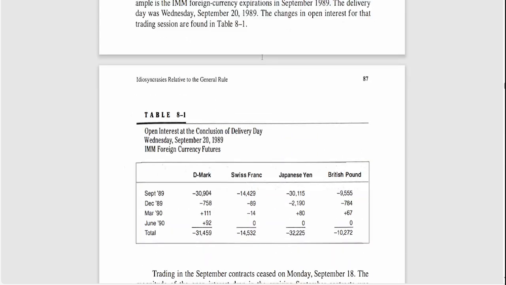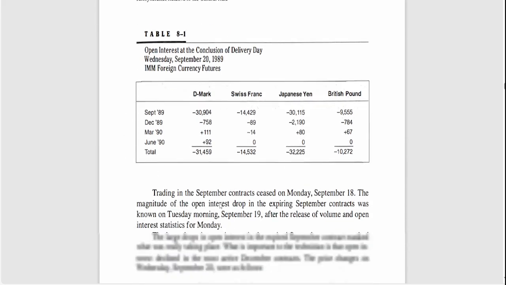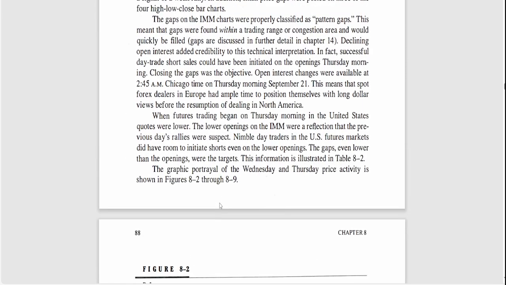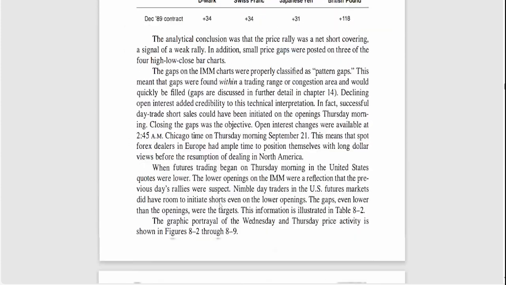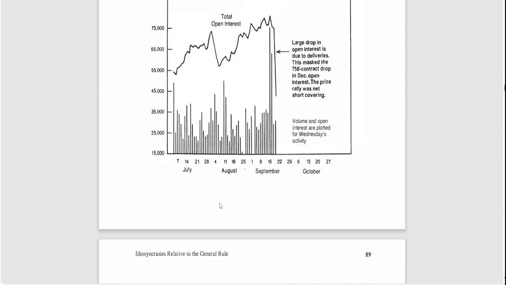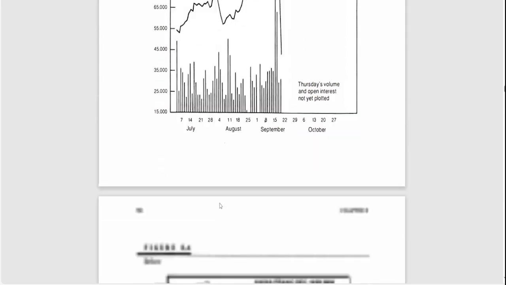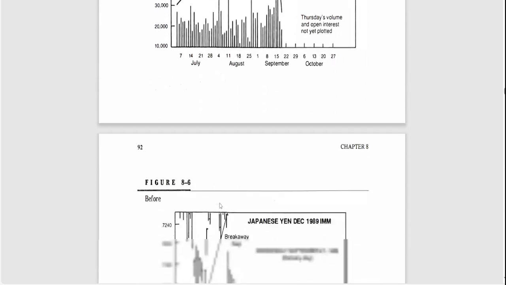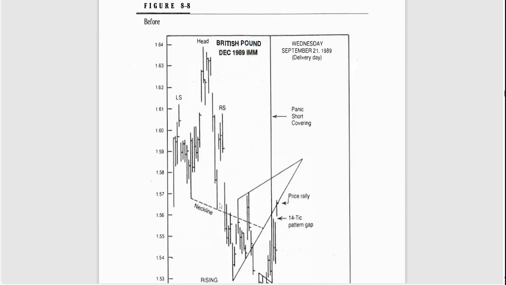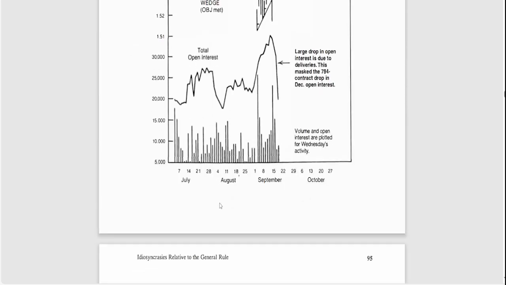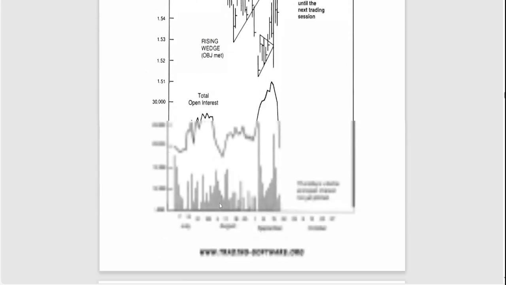Now this is very important. Look, they have the open interest conclusion. So read this thing. Read very carefully. Read all this. If you want to be a successful trader, you have to do some work, and this is what you have to do.